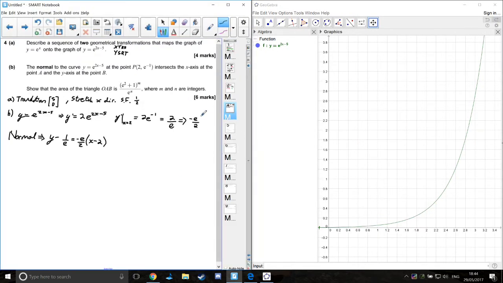Okay, so for this part then, we have y minus 1 over e is equal to negative e over 2 bracket x minus 2, and there we have it. We have got our normal, and you can see here that it's looking relatively 90-degree-ish. That's good enough for me. Let's plot some points down.